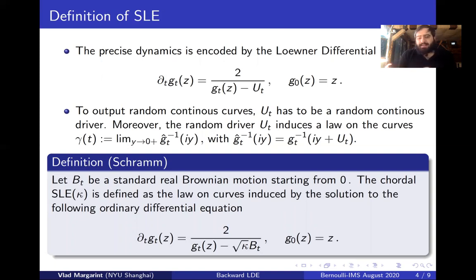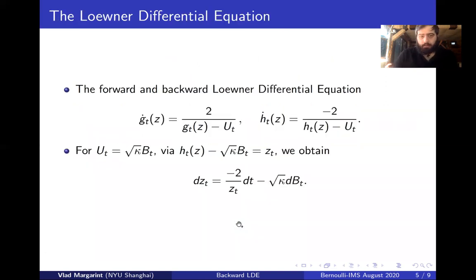The chordal SLE is defined as the Loewner curves induced by the solution to this differential equation, where U_t is square root of kappa times B_t. So far I was focusing on this forward Loewner differential equation. Throughout the talk, actually, I'm going to work more with these h_t maps. So g_t maps were the maps that removed conformally this defect from the upper half plane back to the upper half plane, the canonical domain.